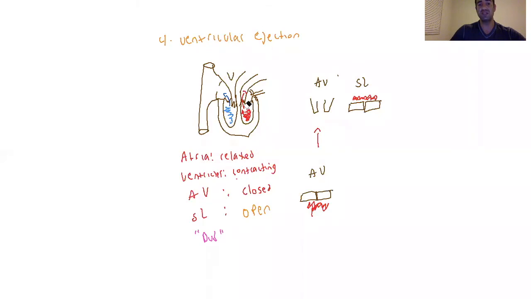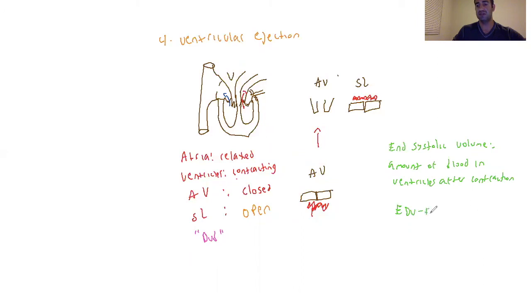Now, this is also the stage where you are going to record a value called end systolic volume. Very important value here. End systolic volume. This is the amount of blood in the ventricles after contraction. And this one is very important because it's how we measure stroke volume. So EDV minus ESV equals SV, for stroke volume.